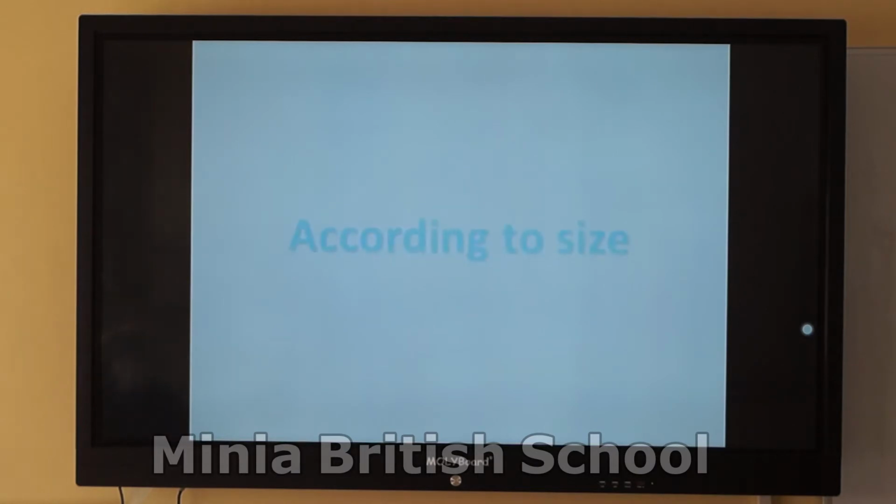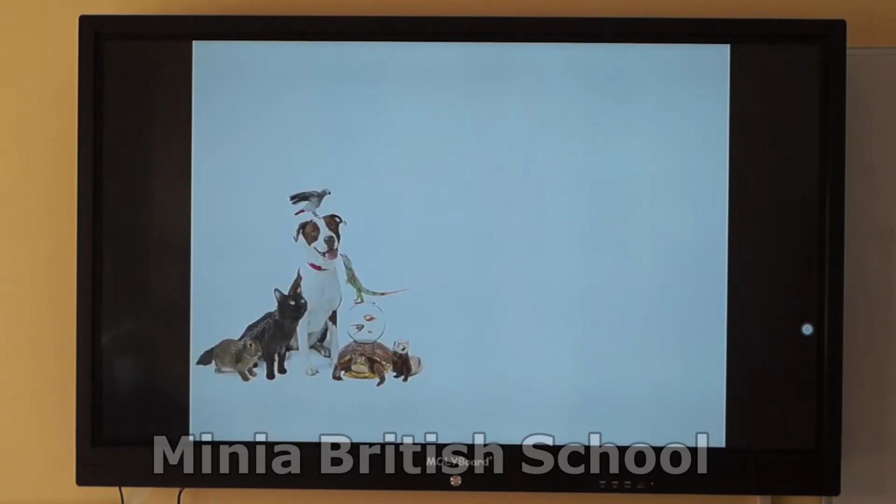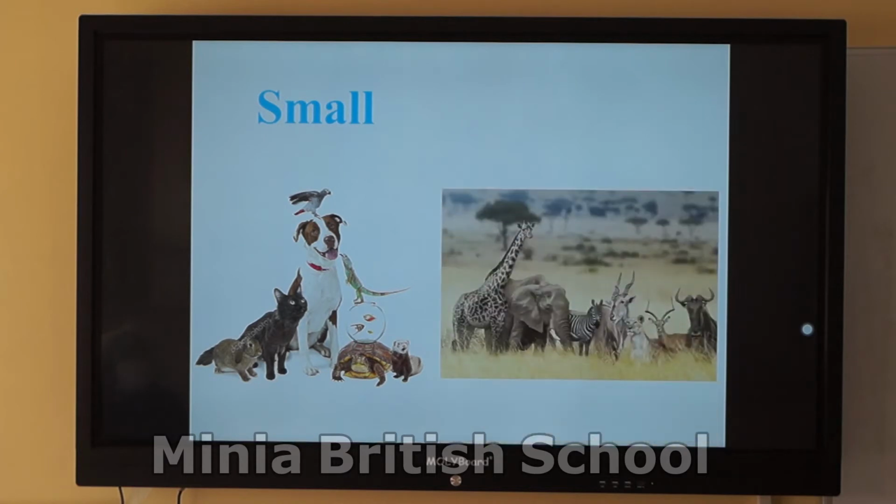Let's see how. First point, animals are different according to size. How? If you look at this picture, you can find a group of small animals. But if you look at this picture, wow, it's a group of very big animals, which means that animals are not similar in size. Some animals are small and other animals are big. Okay, let's see the next point.